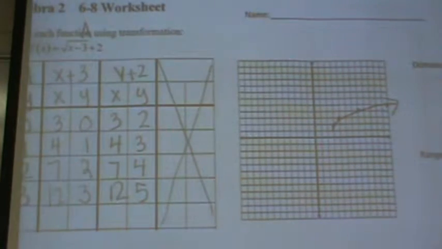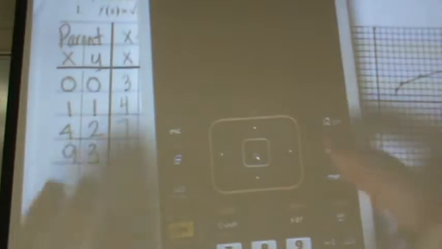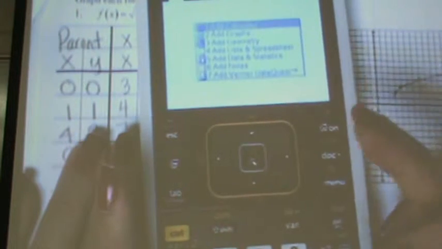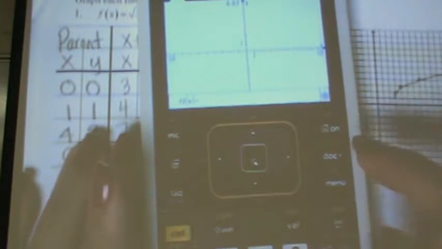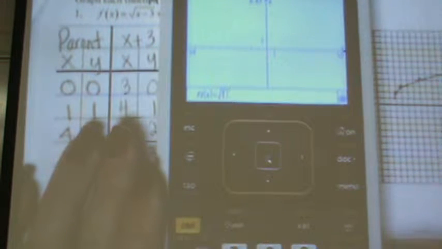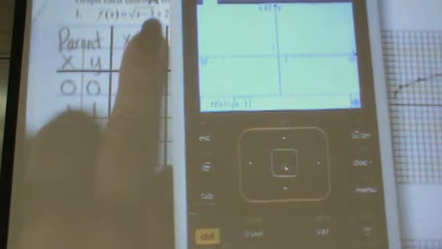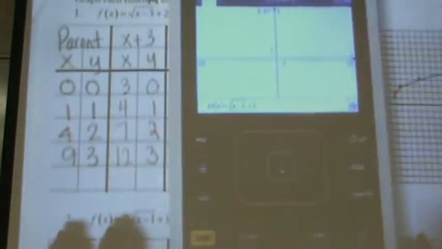Okay, now, how do we check this on our graph to see? You're going to go to New Document. We're not saving anything. Add a graph. And we're going to type in square root of x minus 3. Bump yourself out of that radical and then plus 2. And then hit enter. Does that look like our graph? Does that look like what we just did?